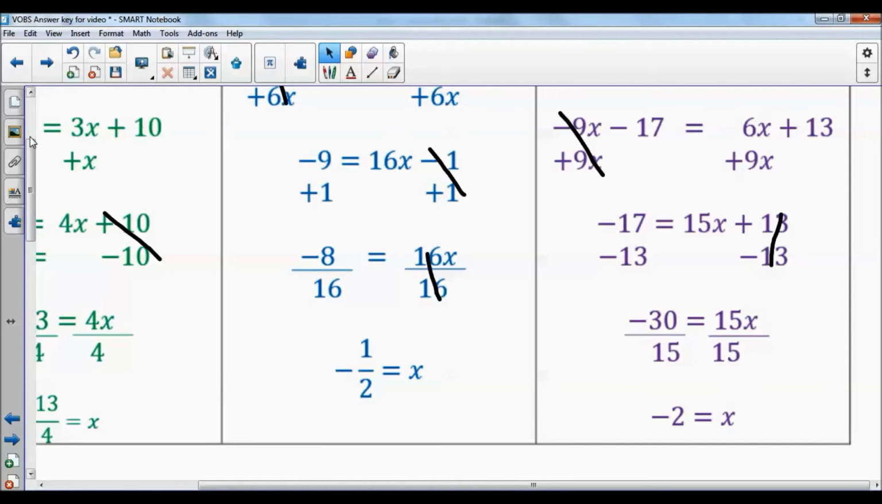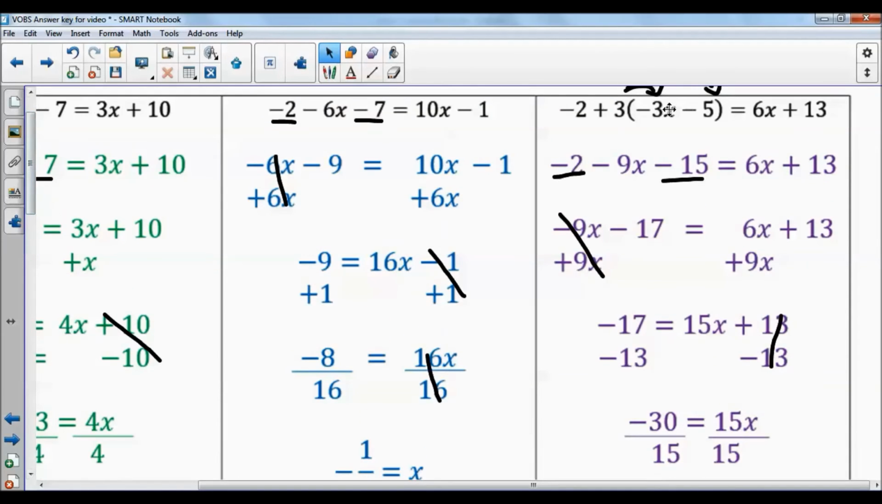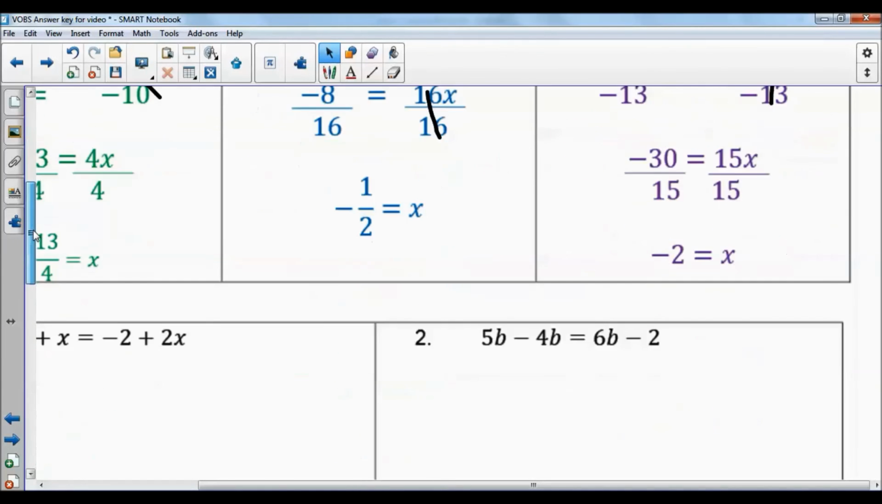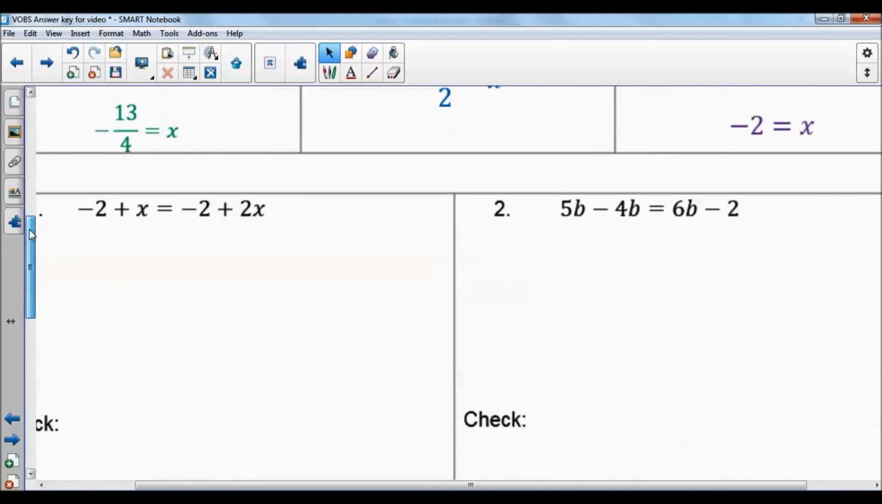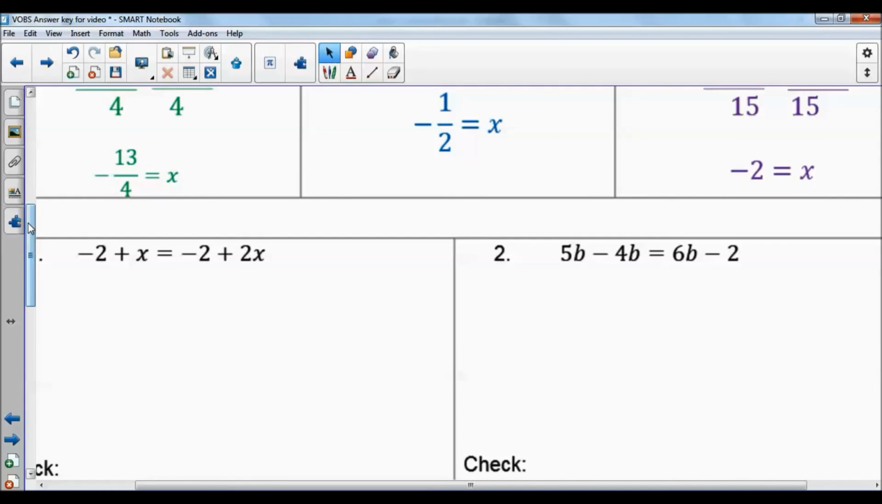And again, if you wanted to, you could go back and plug it in for the x here and the x here and use order of operations to solve on both sides to make sure that your x is correct. Okay, on the back of this page, there are some for you to try. Okay, at the bottom, there is an answer key. Okay, so please get it checked with me before you move on, but use your answer key to help you make sure that you're on the right track.